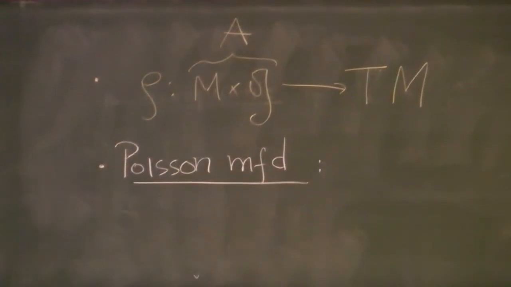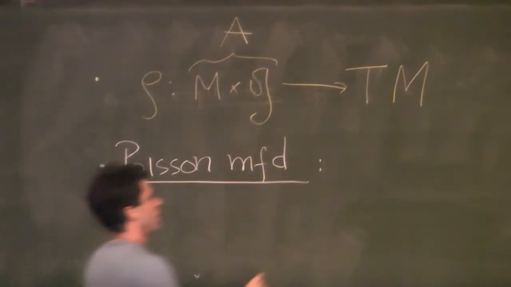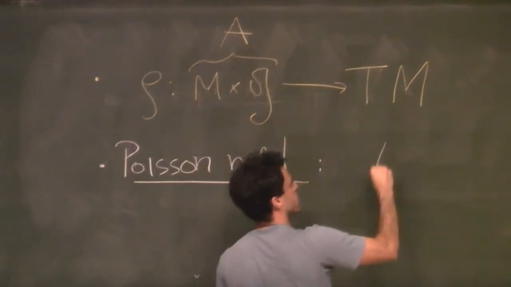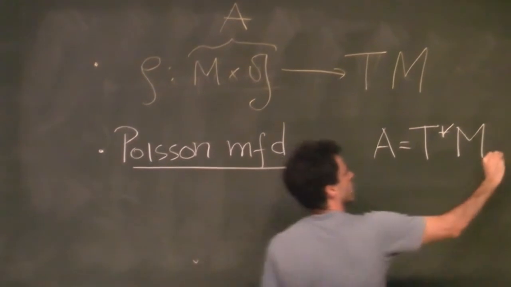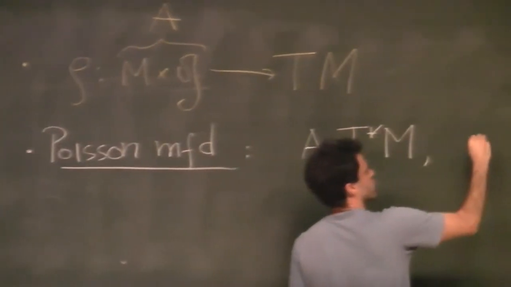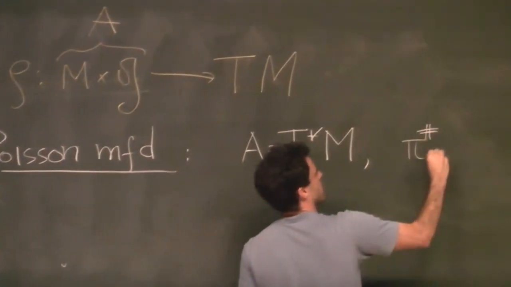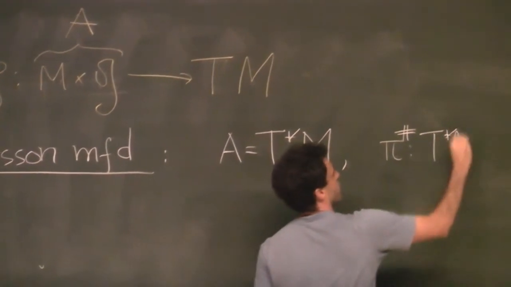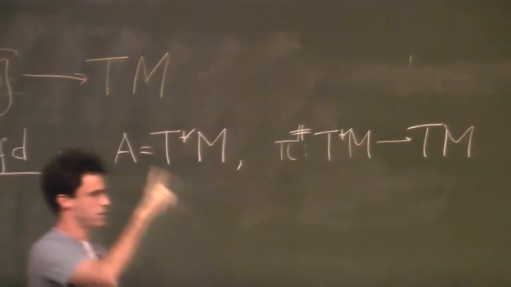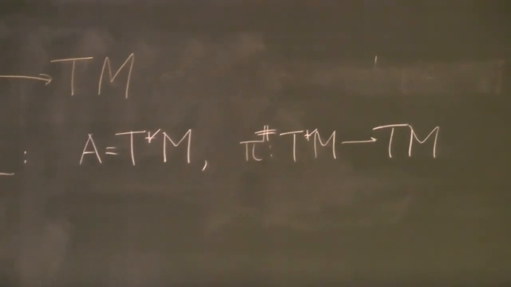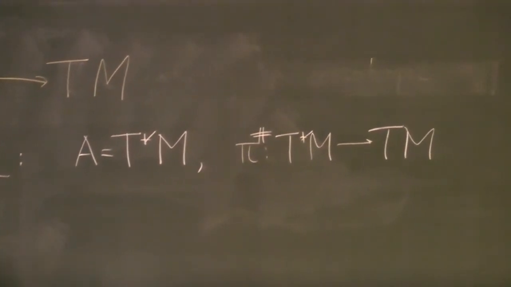So there's a very natural Lie algebroid associated with it, and the ingredients are, as vector bundle, you take the cotangent bundle of the manifold. As anchor map, you just take this natural bundle map associated with any Poisson structure. Basically the map that takes the differential of a function to the corresponding Hamiltonian vector field.